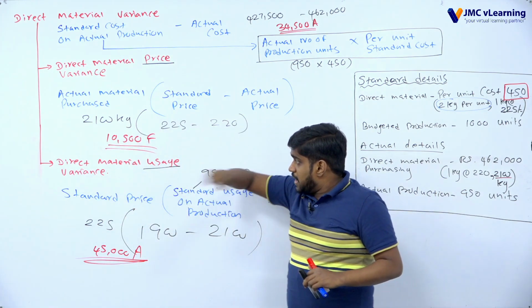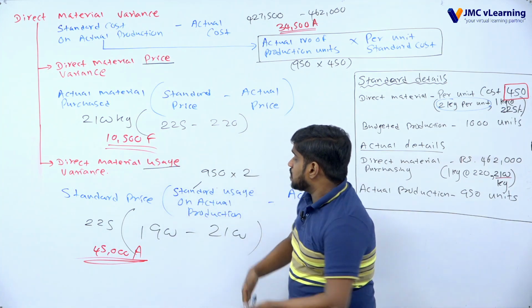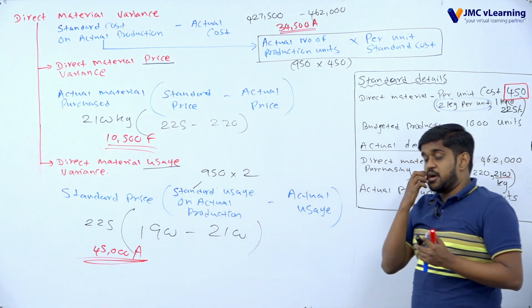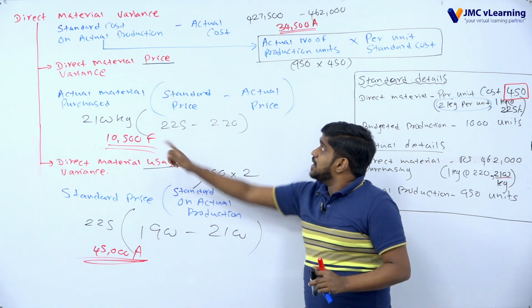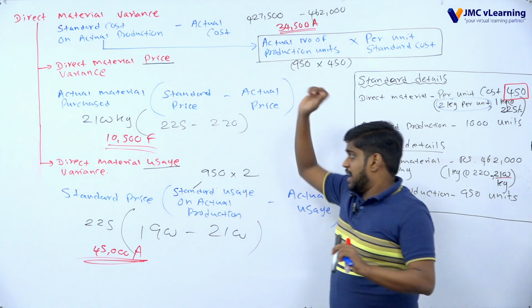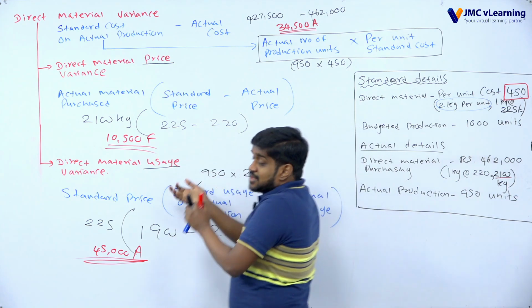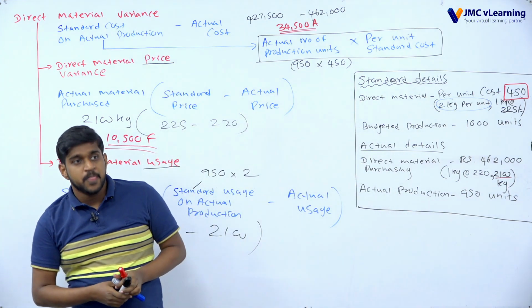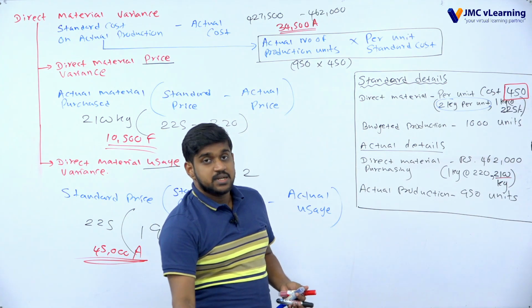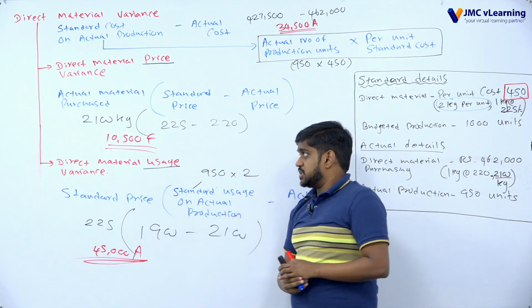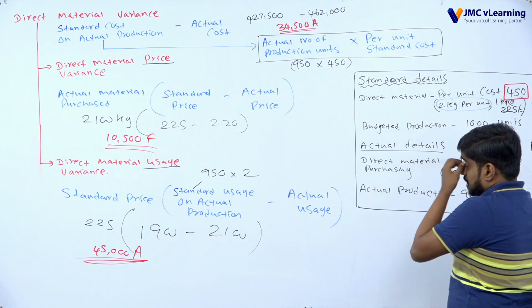But mainly the usage, that means when we consider our efficiency, there is some issue. That's why we have this adverse amount. Then we can analyze these variance details, and based on that we can take different kinds of decisions. Okay, this is about direct material variance.